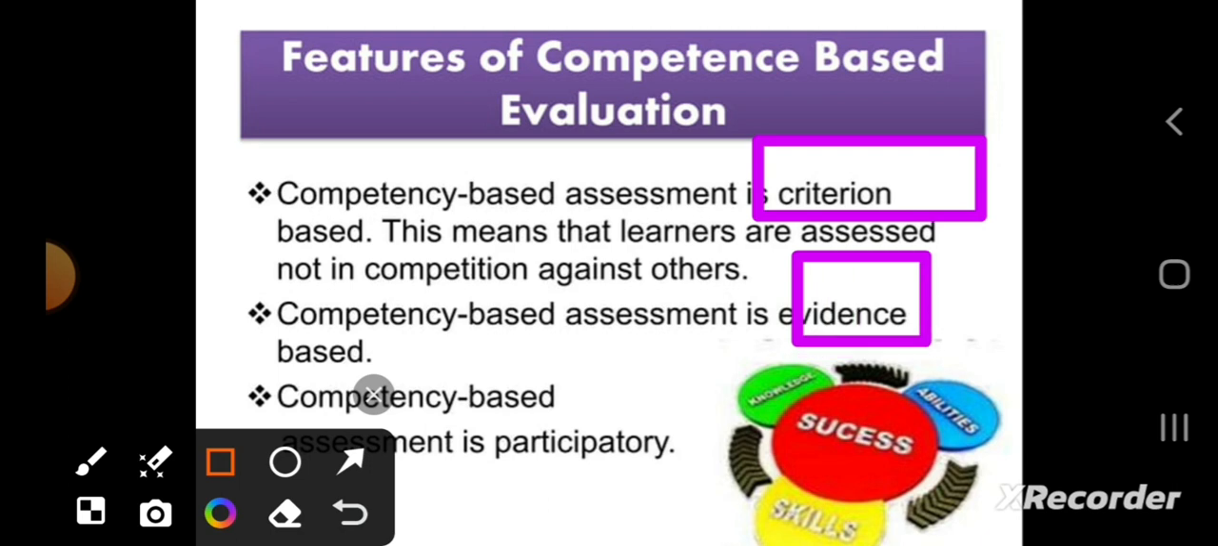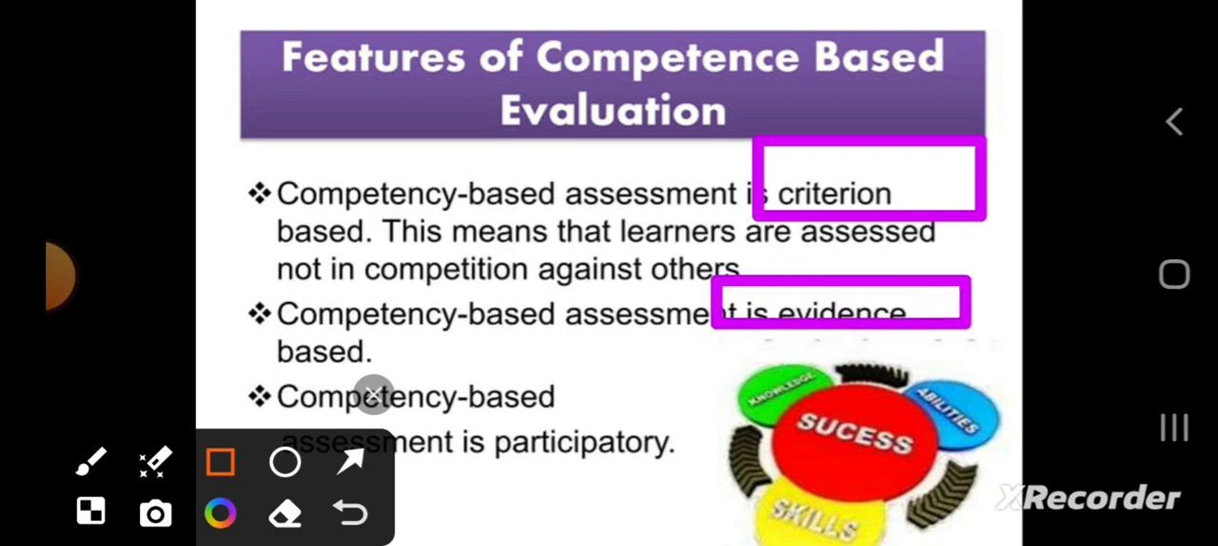Evidence-based. Evidence-based assessment. This evaluation relies on concrete evidence of a learner's abilities and achievements. Various forms of evidence such as projects, portfolios, practical demonstrations and assessments are collected to assess competencies. This ensures that evaluations are grounded in real-world performance.